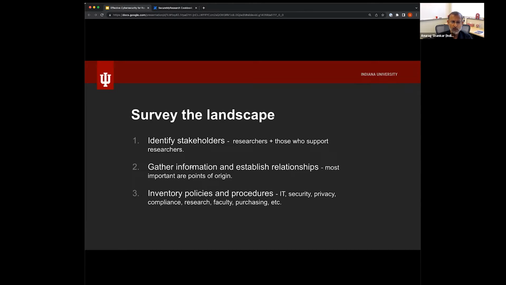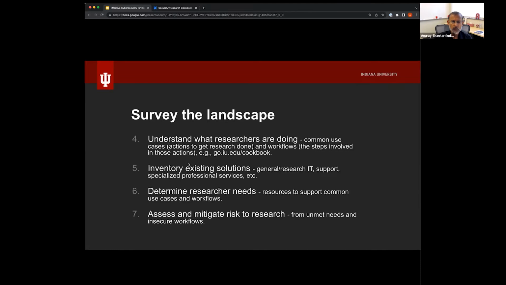The third one is, in order to be able to provide support to the researchers, you have to understand all the policies and procedures that apply to research. And that would be, of course, IT policies, security, privacy, compliance, and so forth. And this is important for multiple purposes, but certainly that's one of them. You have to understand what researchers are doing. These are some of the more important things.